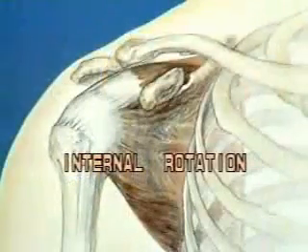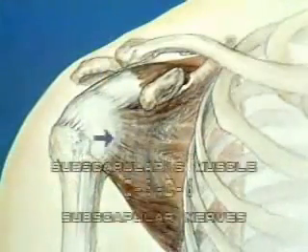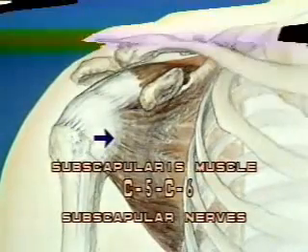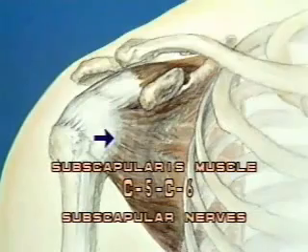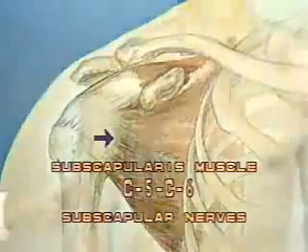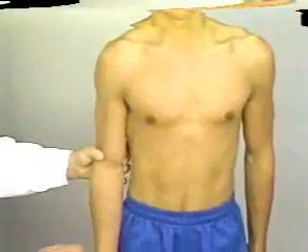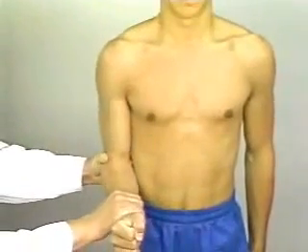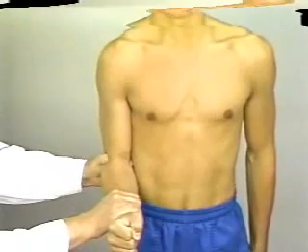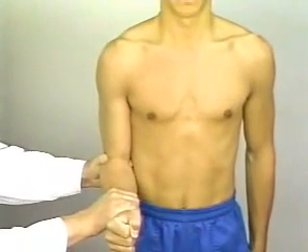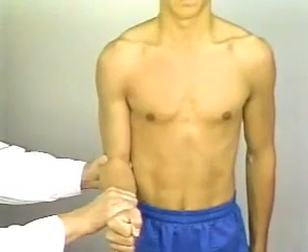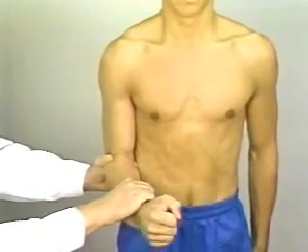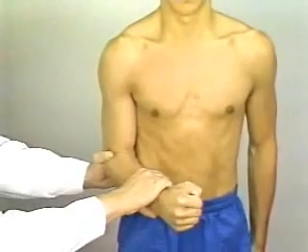Internal rotation. Primary internal rotator, subscapularis muscle, C5-6 subscapular nerves. With one hand, stabilize the elbow at the patient's side and with the elbow flexed to 90 degrees and the forearm in mid-pronation supination, apply resistance to the distal volar forearm as the patient attempts to bring the forearm across the front of the abdomen.